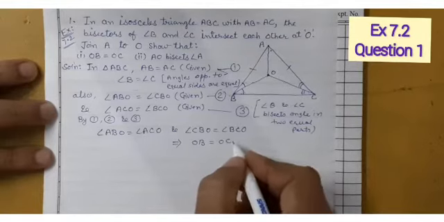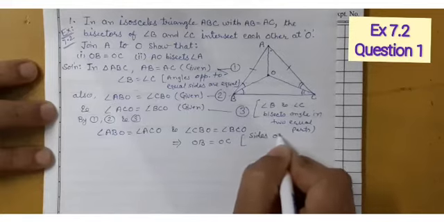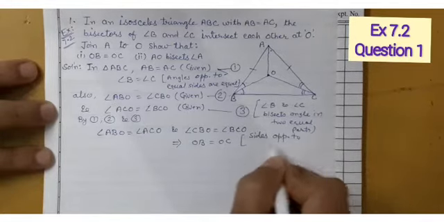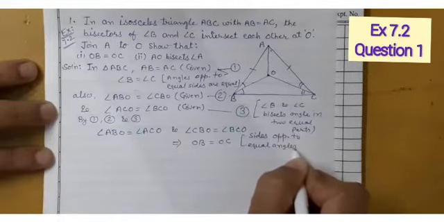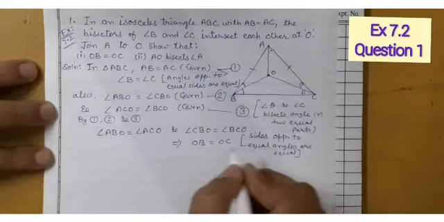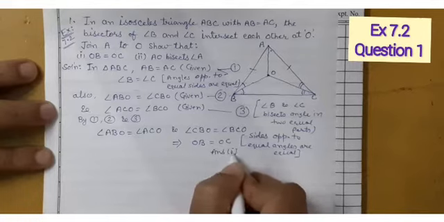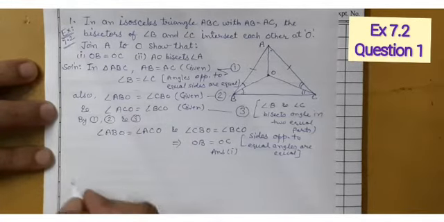And what is the reason? Sides opposite to equal angles are equal. If these two are equal, this is your answer number 1. This is what we wanted.